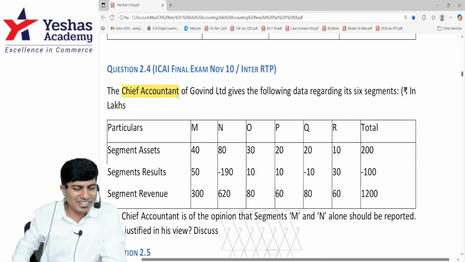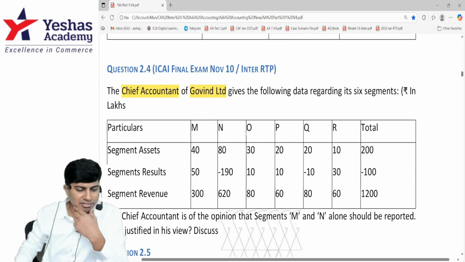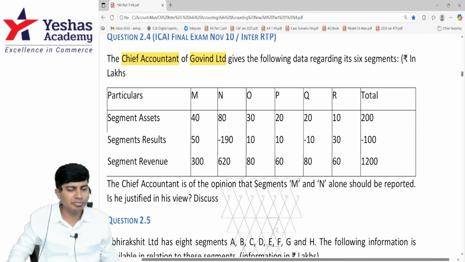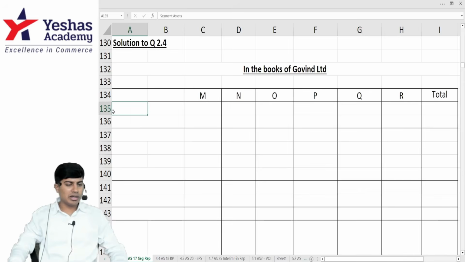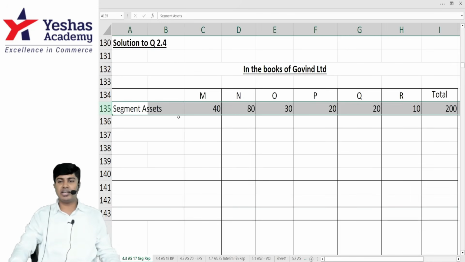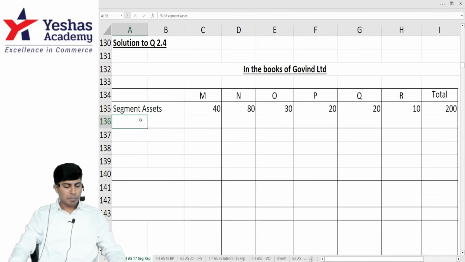The Chief Accountant of Govind Limited gives you the following data regarding six segments: M, N, O, P, Q, R: asset, result, revenue. Fine. If you have finished this, good. If not, good. Stop writing. Please look at the board. Can I say segment assets is given to us in the question as 40, 80, 30, 20, 20, 10? Percentage: 40 by 200.